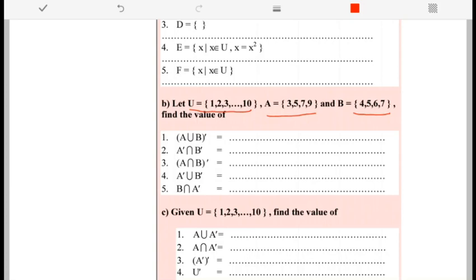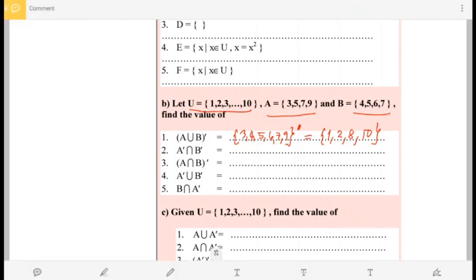So A union with B, and then not. That means not the union of A and B. You have to find first your A union with B. A union with B is 3, 4, 5, 6, 7, and 9. That is your A union with B. And not this one, meaning you take the elements not in this from the universal set. So we don't have 1, we don't have 2, we don't have 8, because we have 4, 5, 6, 7, and we don't have 10. That is now the complement of A union with B. Do the same thing: you always have to do first the one inside the parenthesis.